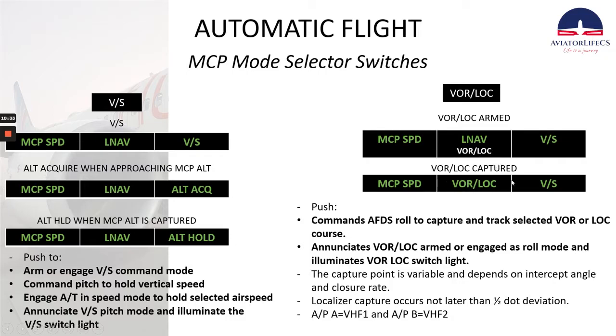Now if we talk about VOR lock, when it is armed, you will see it white. When it is captured, you will see it green. When we push this switch, it commands AFDS roll to capture and track selected VOR or localizer course, and inserts VOR lock armed or engaged as roll mode and illuminates VOR lock switch light. The capture point is variable and depends on intercept angle and closure rate. Localizer capture occurs not later than half dot deviation. Autopilot A works with VHF1 and autopilot B with VHF2.